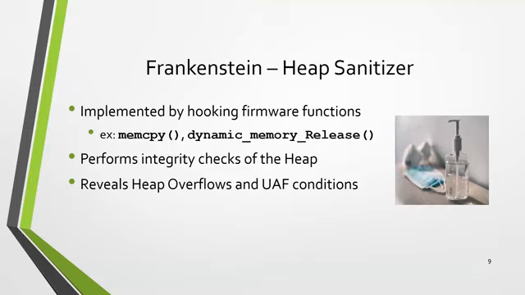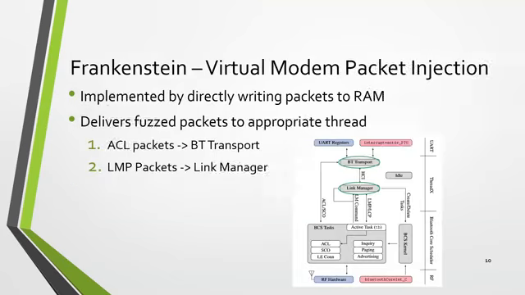Memory corruption is one of the most common and dangerous types of vulnerabilities in firmware. Heap overflows, use after free vulnerabilities, memory leaks, these can all lead to remote code execution. And to detect and analyze these vulnerabilities, Frankenstein includes a heap sanitizer, which is a debugging tool that hooks into the firmware's memory management functions. It works by, like I said before, hooking memory allocation and deallocation functions to track memory usage, and then logs the memory-related vulnerabilities to the pseudo terminal, where security researchers can analyze.